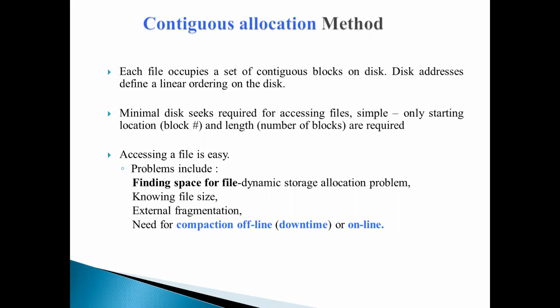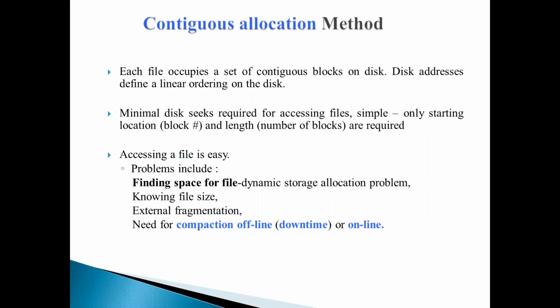As the name implies, contiguous means consecutive. So here each file will be allocated a set of consecutive blocks on the disk. That means let's say for a particular file, it needs 4 blocks in the disk. If its starting block address is 15, then it might be allocated the disk block addresses 15, 16, 17, and 18. So each file will occupy a set of consecutive blocks on the disk.